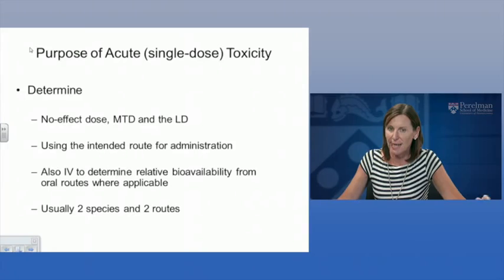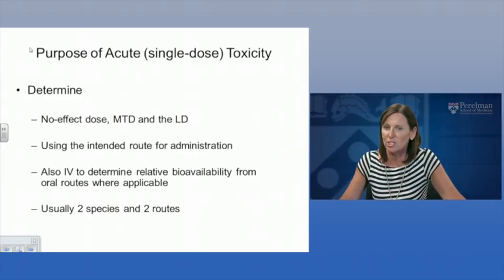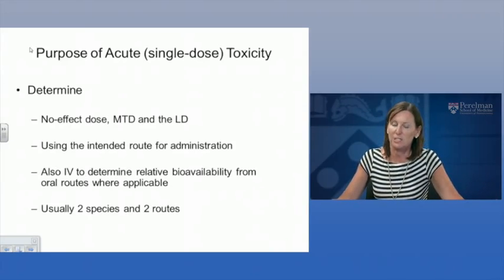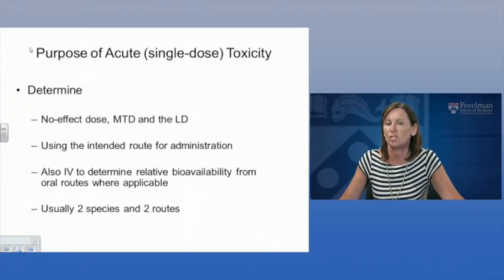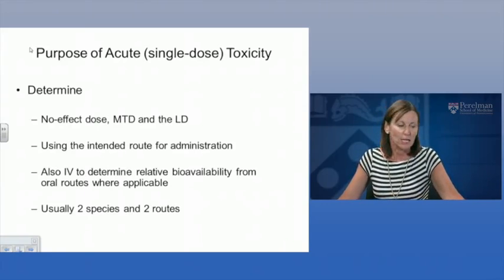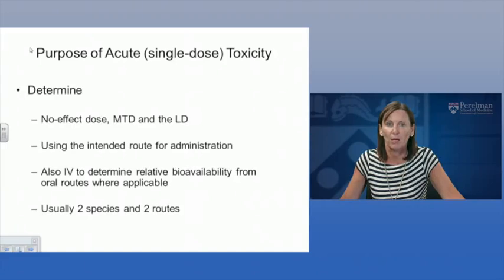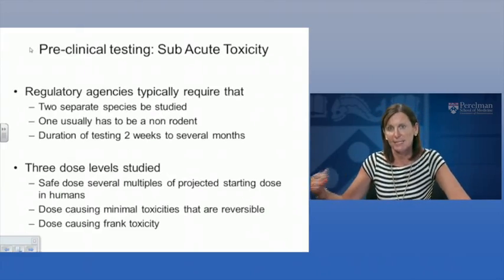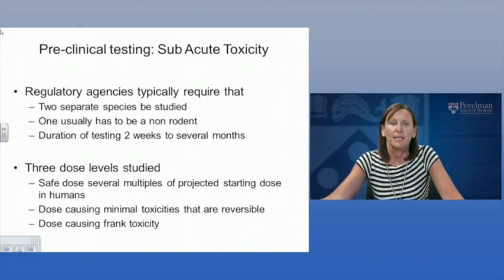Remember back to that second class, bioavailability is the comparison of the amount of drug that reaches the systemic circulation following oral delivery in comparison to following IV delivery. So we need to study two routes of administration in order to be able to determine bioavailability. Subacute toxicity extends it out a little bit further.